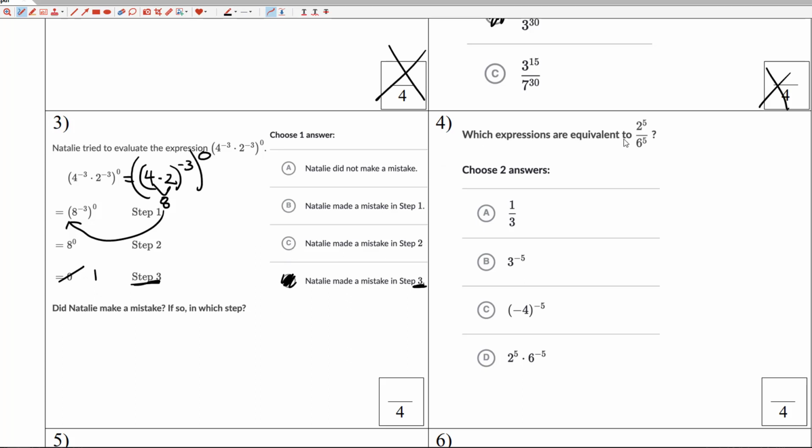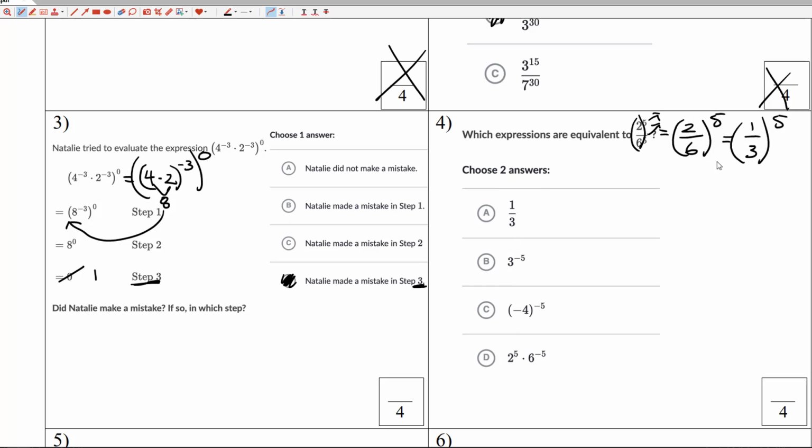Number 4, which of the expressions are equivalent to that? And I'm looking through here. Okay, well, we can kind of use that same trick where you factor out one of those powers. So I can say this is 2 over 6. Factor out that power of 5. Bring this 5 and 5 to the outside, and then keep the parentheses in here. And then this can simplify. 2 divided by 6 is 1 divided by 3 to the power of 5. And 1/3 to the power of 5. Darn, it's still not in here.